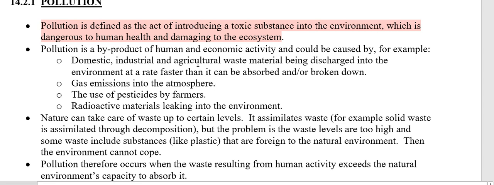All right. For example, domestic, industrial, and agricultural waste material that is being discharged into an environment at a rate faster than it can be absorbed or broken down. Obviously, pollution is a problem because we are putting waste into the environment. Certain things, nature degenerates. Certain things are biodegradable. When we throw them away, they biodegrade. They become part of the soil again, part of the cycle.